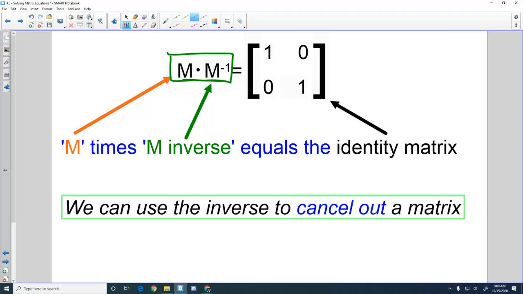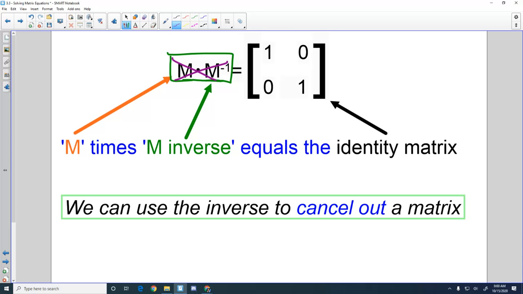And again, that's our goal. If I have matrix M in an equation and I want to cancel out matrix M, all I have to do is multiply it by M inverse. And then I would essentially just cross those off. M times M inverse cancels out. It's like multiplying 5 times 1/5. You cross them out. Or 2/3 times 3/2. You cross them out. They cancel.